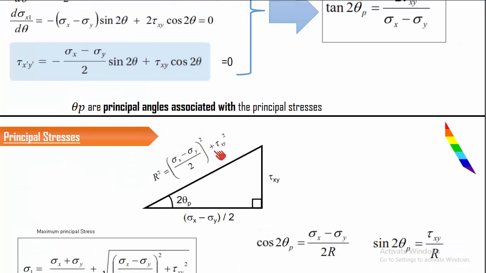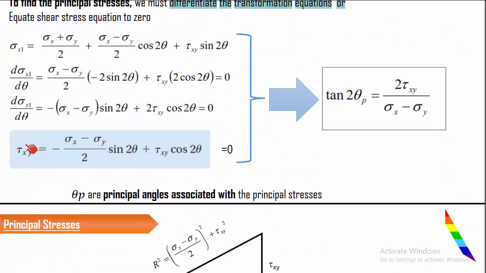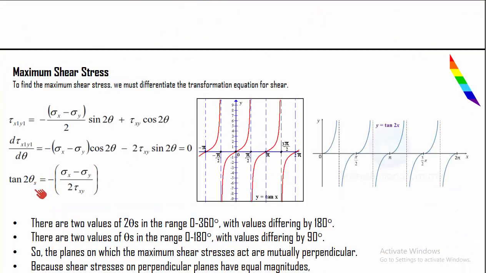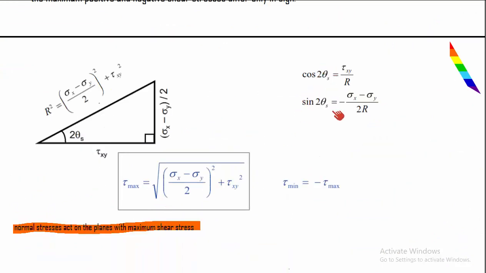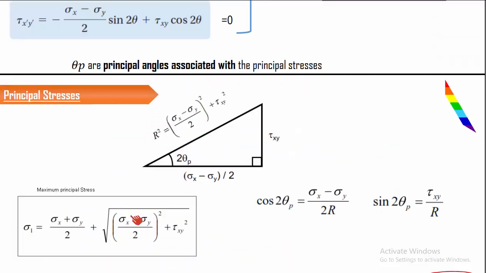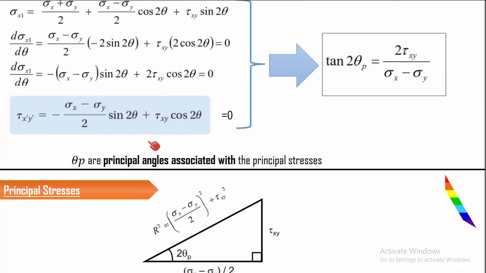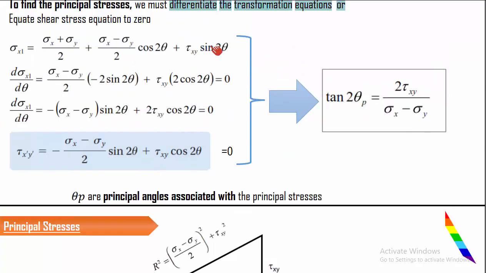Now, the same method we adopt for the maximum shear stress. We differentiate this particular expression with respect to theta and equate it to 0. We get the value of tan 2 theta s. And using this relation, we define sin 2 theta s and cos 2 theta s. Again, we substitute back in the general equation, and we get the value of tau max and tau minimum. And by using the same substitution here, you will get the normal stresses acting on the shear plane.